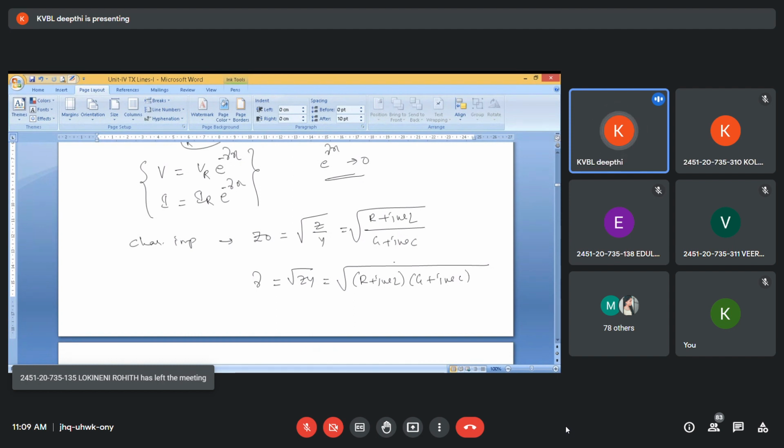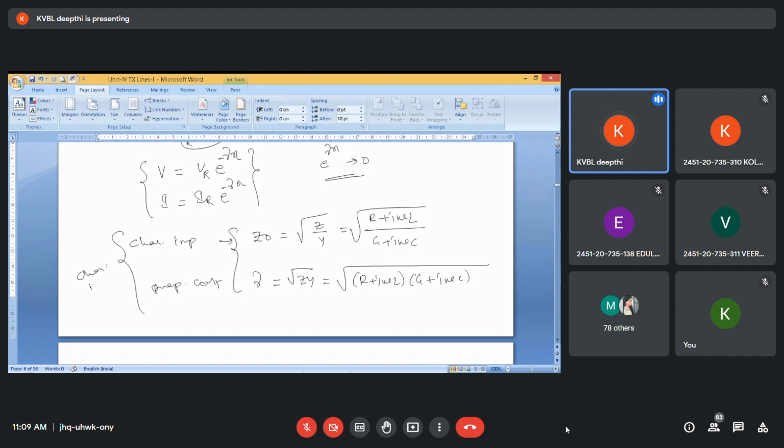So these are the important characteristic properties of any transmission line. We are saying that the RLCG components will be dependent on what? Before we go into this, these two are called the characteristic impedance and the propagation constant. These are called the characteristic properties of a transmission line. Depending on these two only, we define the characteristics of the transmission line.